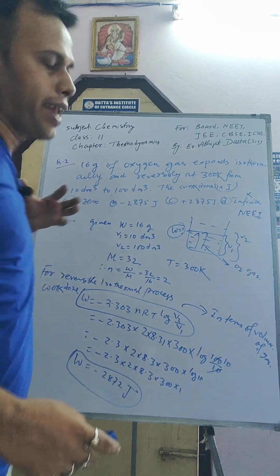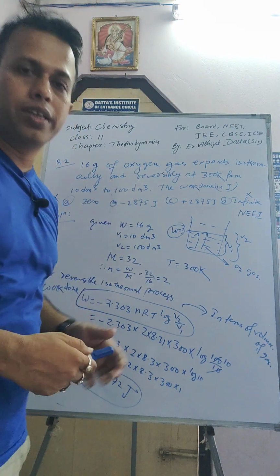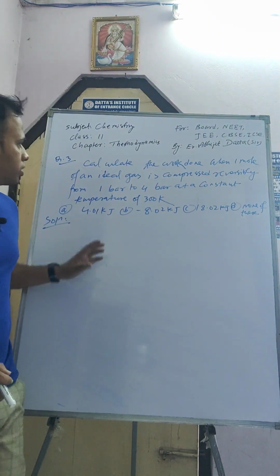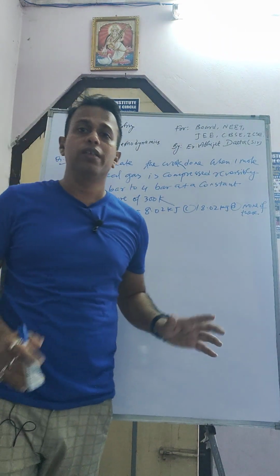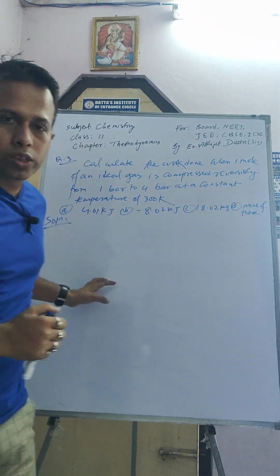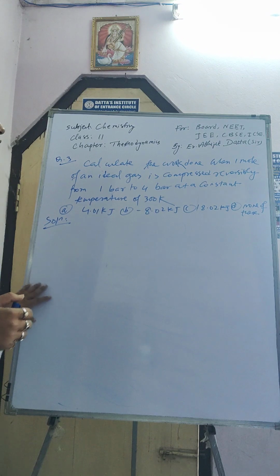Now we will move on to the next question. Okay, that is question number 3. So students, our next question, that is question number 3 from the topic isothermal process. This is from the thermodynamics part of chemistry. Okay, this is the last question of the topic. This is the last question of this lecture.